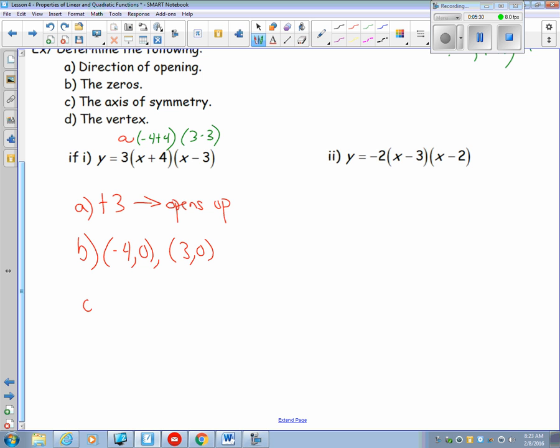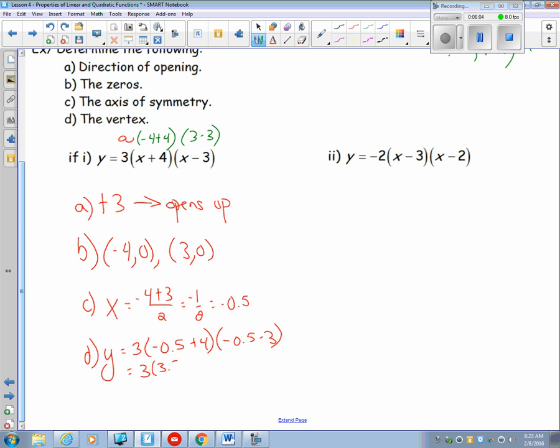Okay, our axis of symmetry. We're finding an x, the imaginary line. It goes halfway between our zeros. So we take our zeros, we add them together, we divide by 2, we come out to -0.5. And to find our vertex, the y part, we take the equation that we've been given, our function, and we replace the x's with the axis of symmetry, because that's the x part of the vertex. Then we evaluate our function here. So 3 times 3.5 times -3.5 comes out to -36.75.